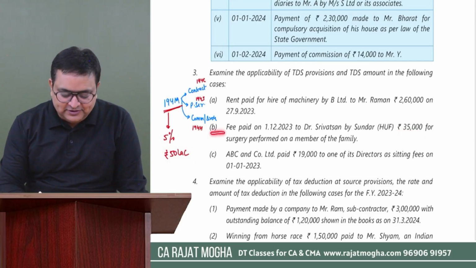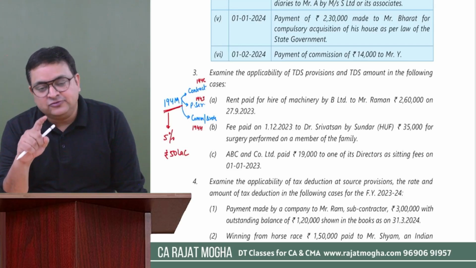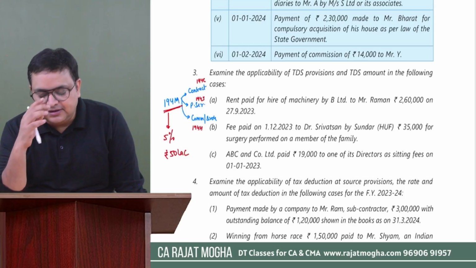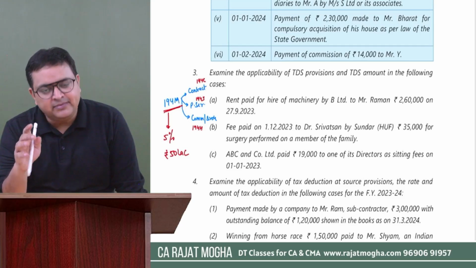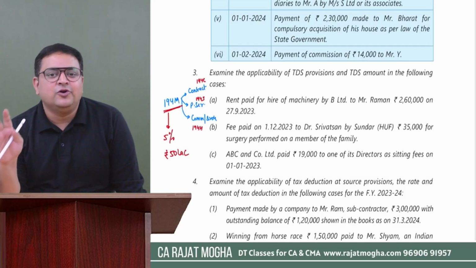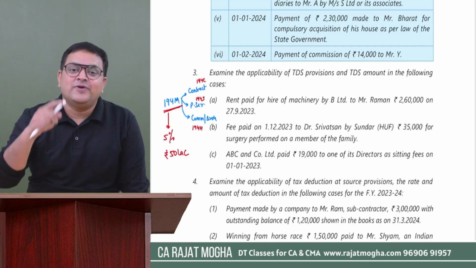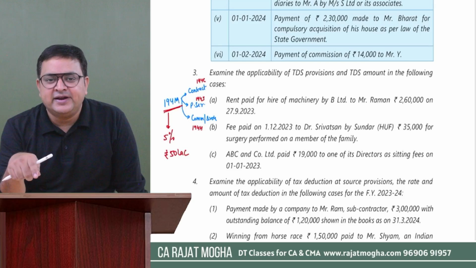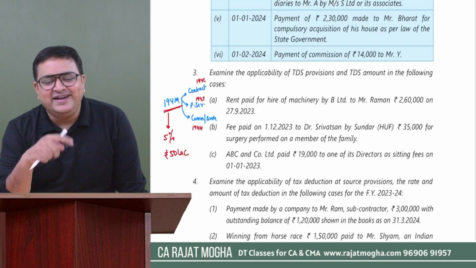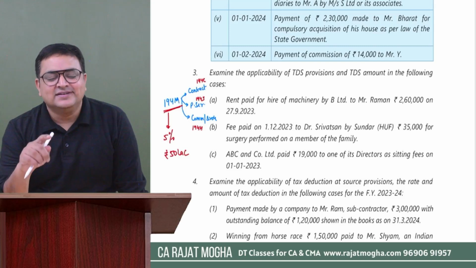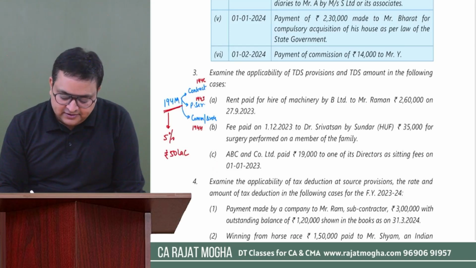So again, both the sections. You have to answer in this manner, that you should give a reference to both these sections. First, write about 194J, then write about 194M, and then finally say that TDS will not be deducted. Correct? Why not under 194J? It's for personal purpose. Why not under section 194M? Because it is less than the threshold limit. Got it?